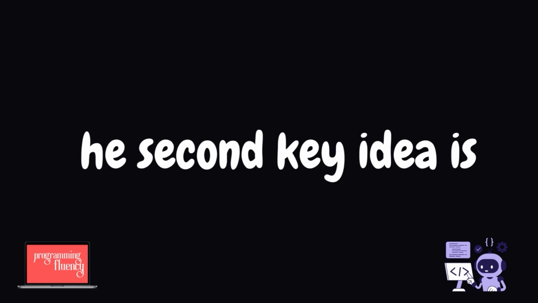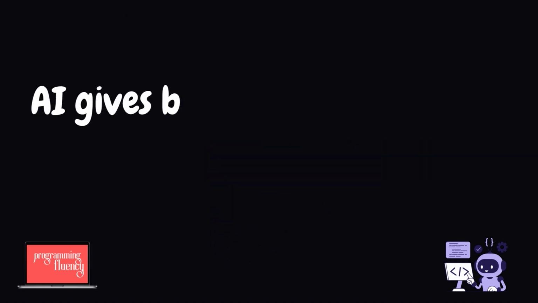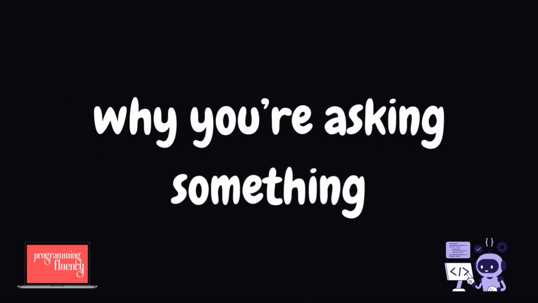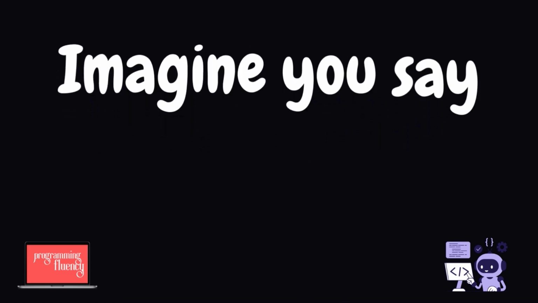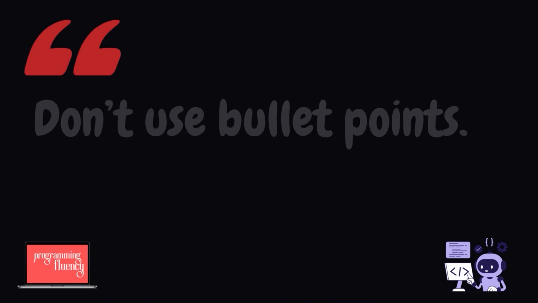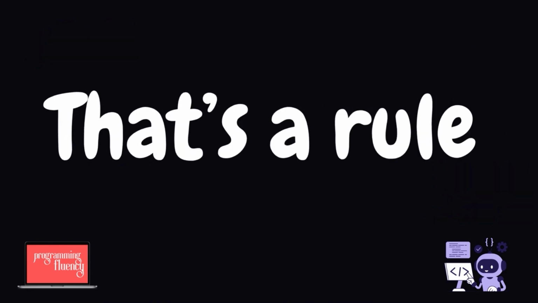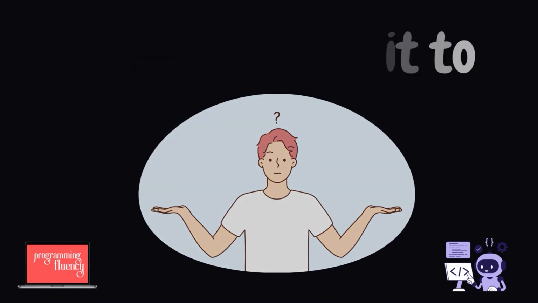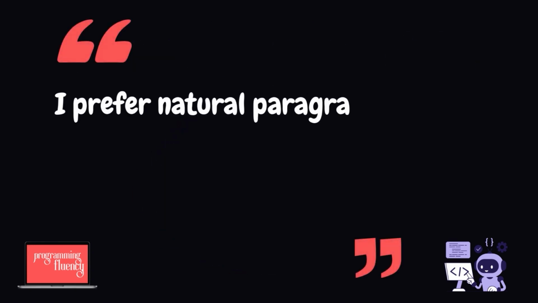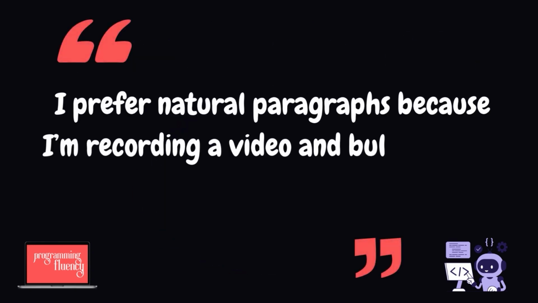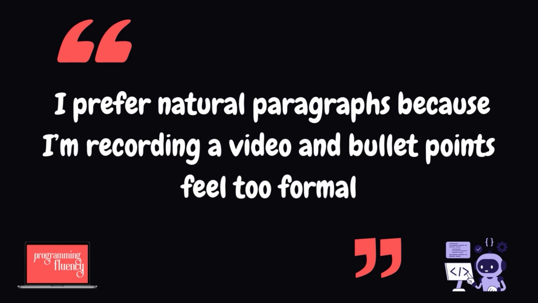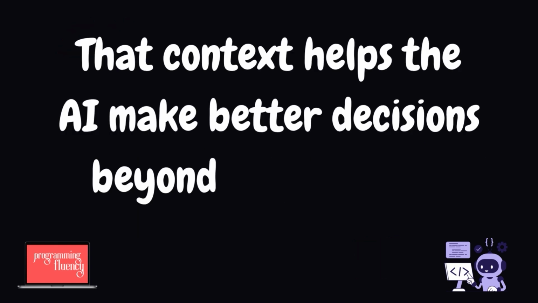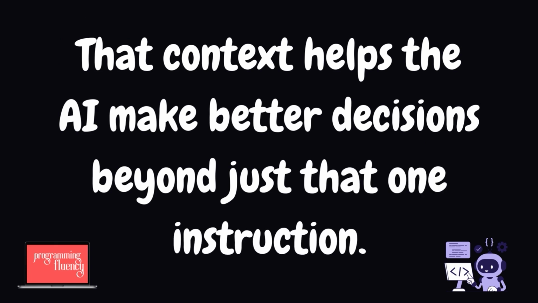The second key is context. AI gives better answers when it understands why you're asking something. Imagine you say something like, don't use bullet points. That's a rule, but it's unclear. Now compare it to something like, I prefer natural paragraphs because I'm recording a video and bullet points feel too formal. That context helps the AI make better decisions beyond just that one instruction.